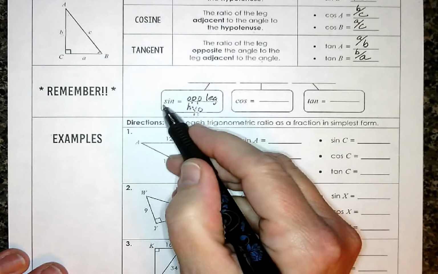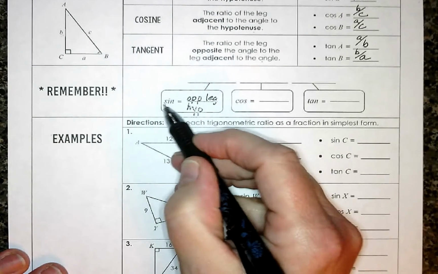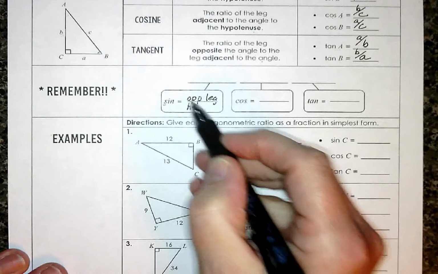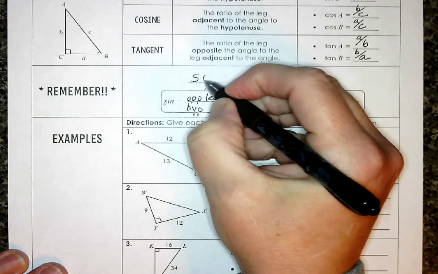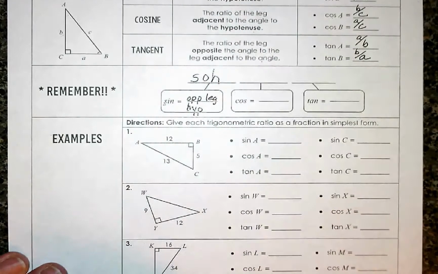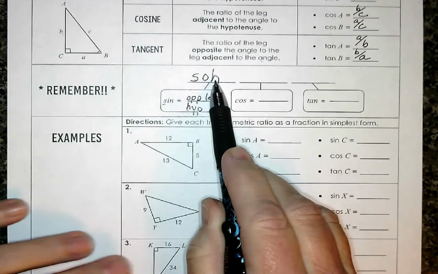We could abbreviate that by using a mnemonic to help us remember. S is for sine, O is for opposite, H is for hypotenuse. So we can use S, O, H. The sine is the opposite over the hypotenuse.